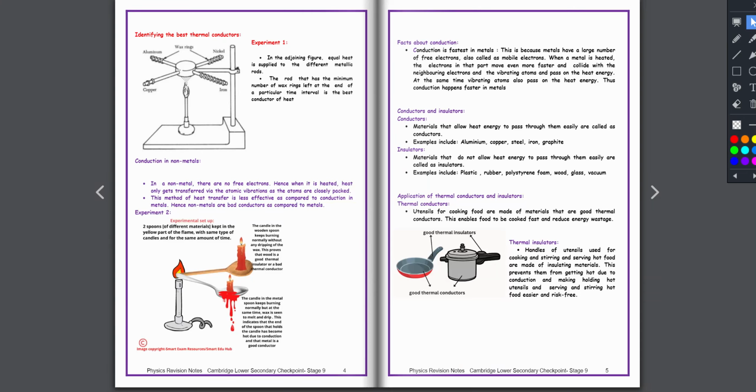Okay, so now I shall read quickly the facts about conduction. Conduction is faster in metals. This is because metals have a large number of free electrons, also called mobile electrons. When a metal is heated, the electrons in that part move even faster and collide with the neighboring electrons and the vibrating atoms and pass on the heat energy. At the same time, vibrating atoms also pass on the heat energy. The conduction happens further in metals.